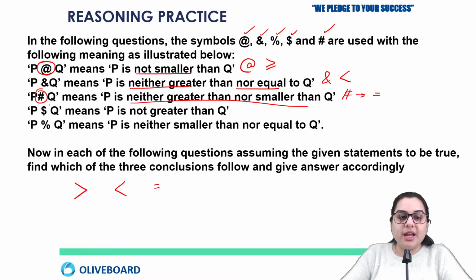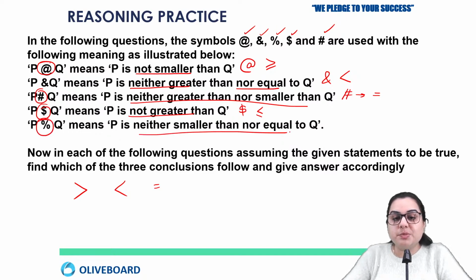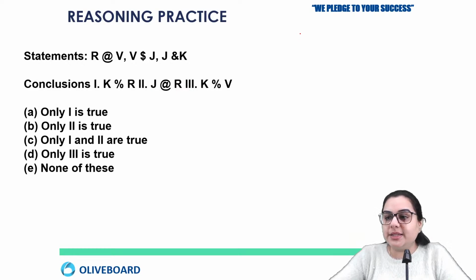Next we have dollar, which means not greater. So dollar means smaller equal. Next we have percent, for neither smaller nor equal. So it means it is greater. Okay. So this is how you're going to understand the signs. So quickly try the next question.